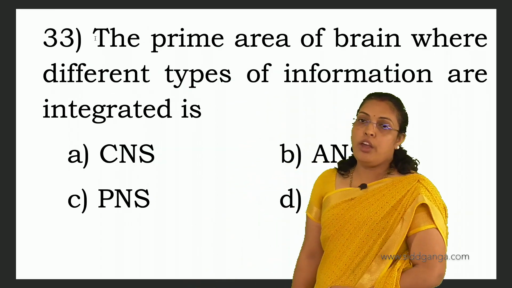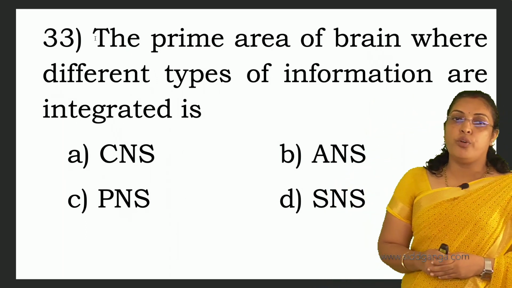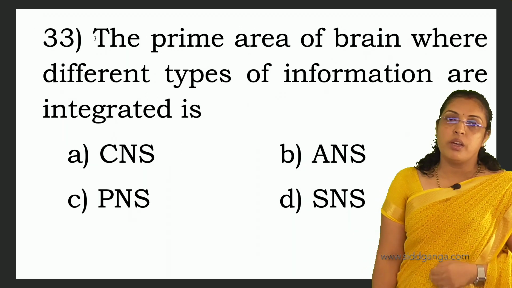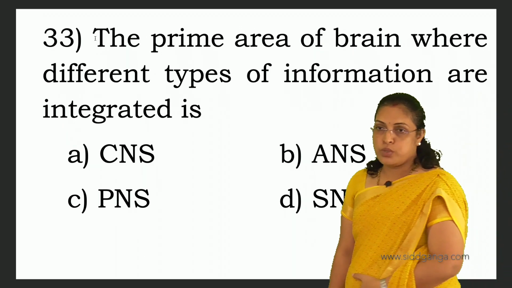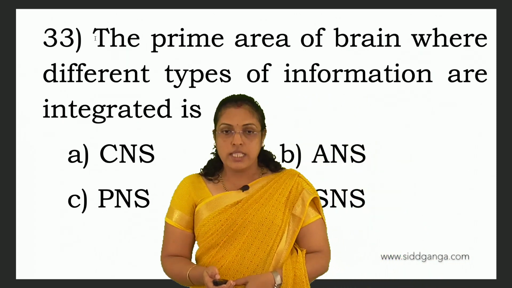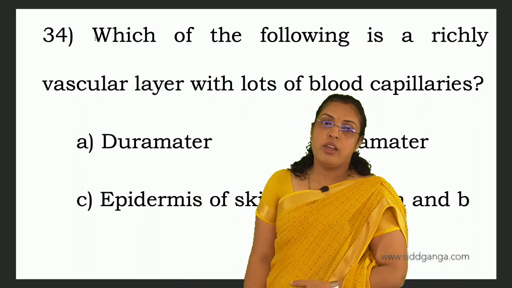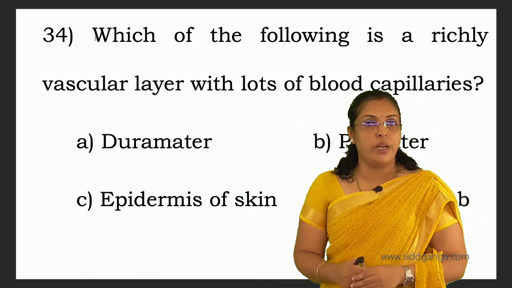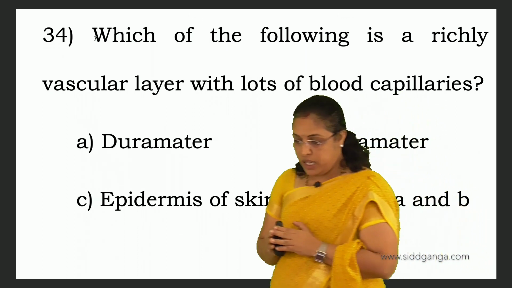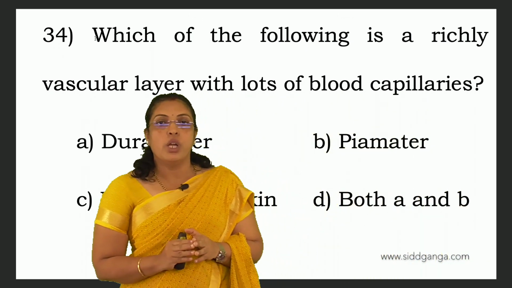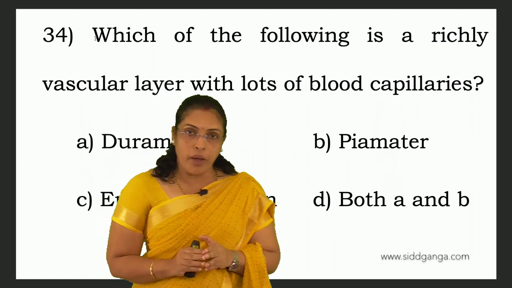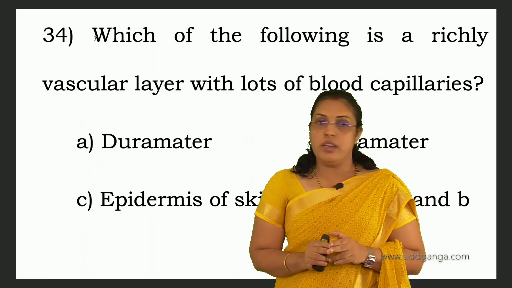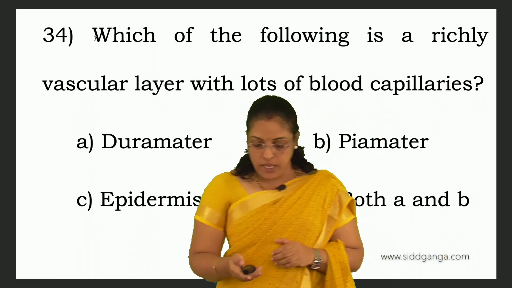Then the prime area of the brain where different types of information are integrated is the central nervous system. Then which of the following is a richly vascular layer with lots of blood capillaries? So we know that the brain is covered by 3 meningeal layers: dura mater, arachnoid mater and pia mater. Among these, pia mater is richly supplied with blood capillaries. For 34, B is the option.